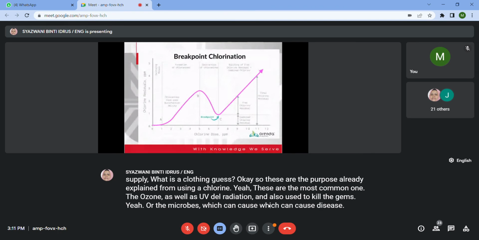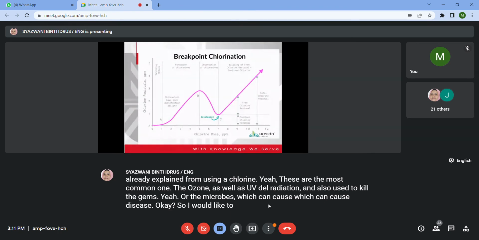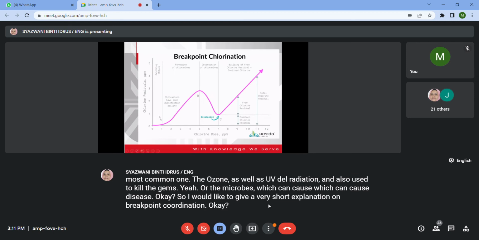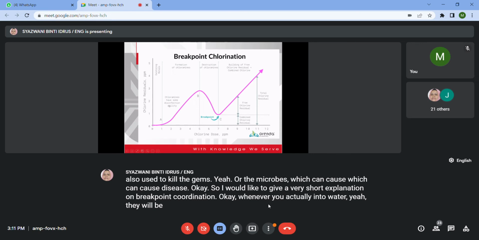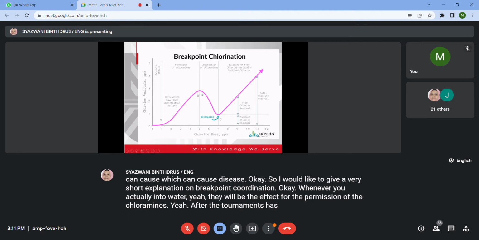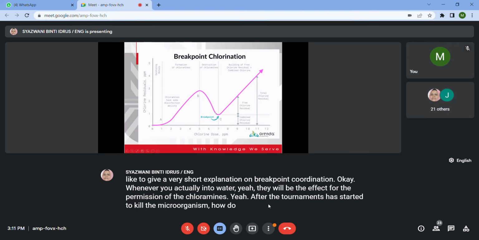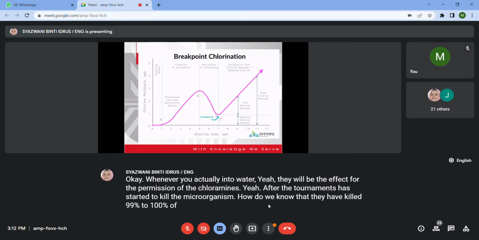So I would like to give a very short explanation on breakpoint chlorination. Whenever you add chlorine into water, there will be the formation of chloramines. After the chloramines have started to kill the microorganisms, how do we know that they have killed 99% to 100% of the germs? We only know once it has reached the breakpoint chlorination.